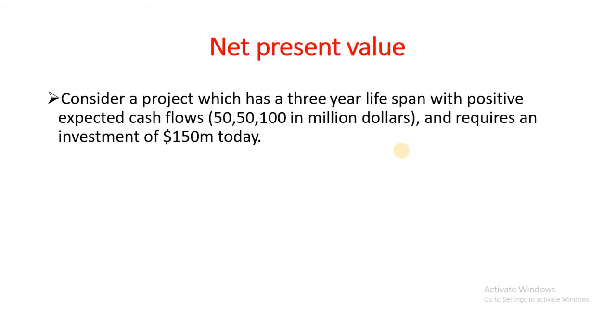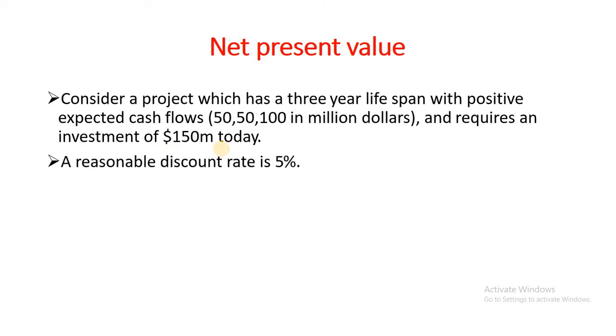Let's look at an example of NPV. So over here, this project has a lifespan of 3 years. In the first year, it will generate 50 million cash flow. In the second year, it will generate 50 million cash flow, and in the third year, it will generate 100 million cash flow. And the project will require an initial investment of 150 million today.